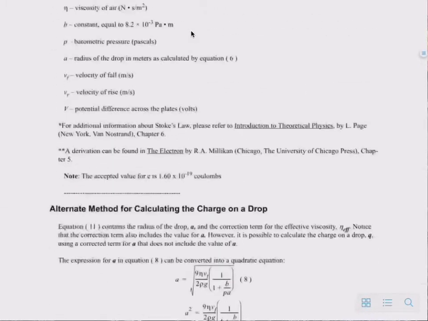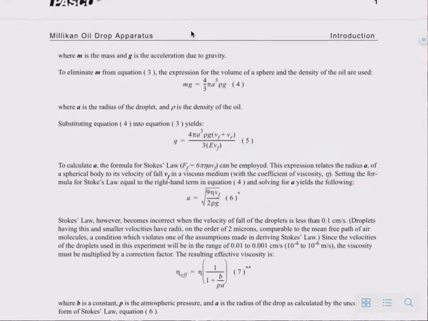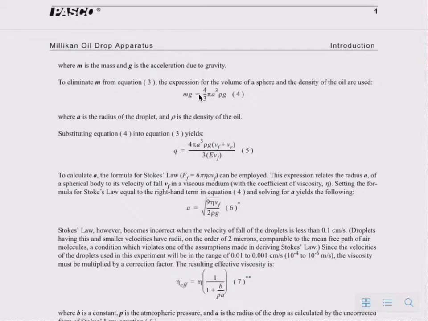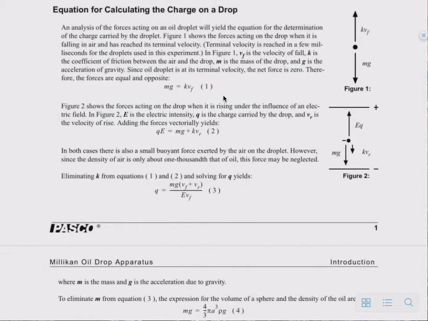So we are going to calculate the radius first. Once we calculate the radius using Microsoft Excel, we'll be able to calculate the mass, because the mass is just based on the radius. We already know the oil density. We already know G, which is just gravity. Once we calculate the mass, then we can calculate the charge, because we know the mass. We have G, and we're going to find our fall velocity and our rise velocity and our electric field, but we're going to find our fall velocity and our rise velocity using video physics. Okay, so hopefully all of that is pretty clear.